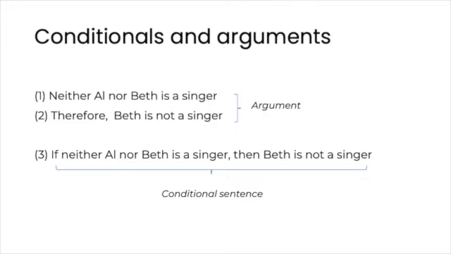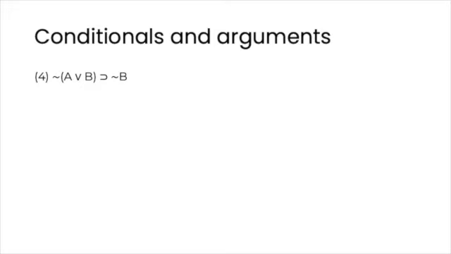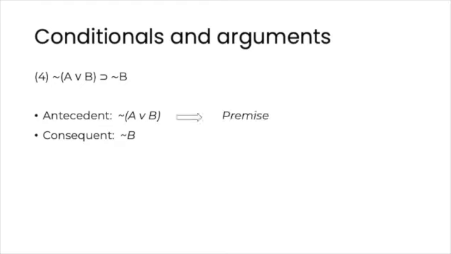Nevertheless, we can see that there are parallels in terms of structure, and in fact, you can always turn an argument into a conditional sentence, and vice versa. So take a look at 4, a conditional sentence. It has an antecedent, which is not A or B, and a consequent, which is not B. To turn it into the corresponding argument, we simply make the antecedent into a premise and the consequent into a conclusion, and we get this.